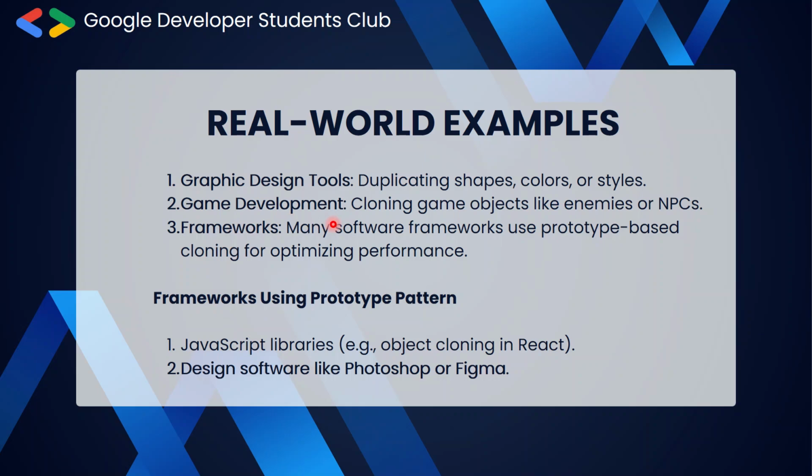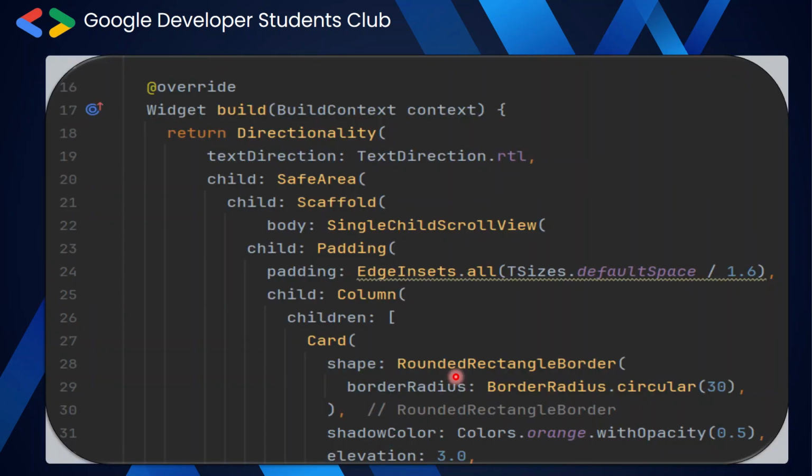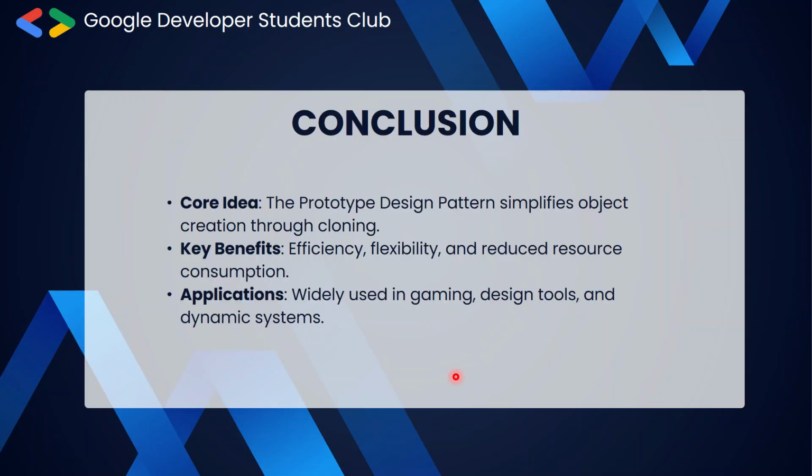For the game environment: cloning game and creating game objects like enemies or NPCs, to compare with other objects that already exist. And the frameworks: most frameworks use prototype-based cloning for performance optimization, such as Django, and maybe Node.js and Express also, because they reuse existing ones. Frameworks using prototype patterns include, for example, Java libraries and object cloning, or React, and also design software like Photoshop or Figma.